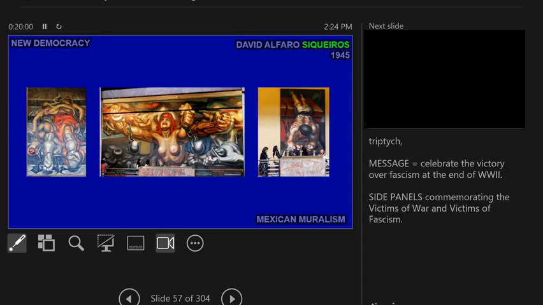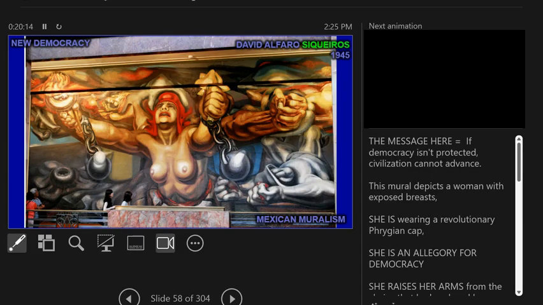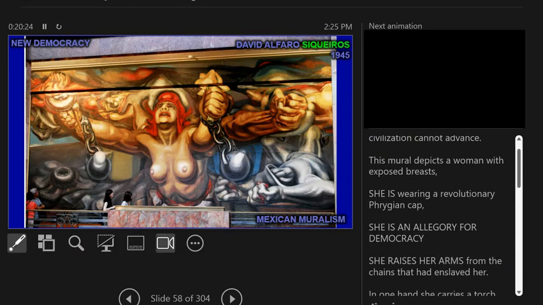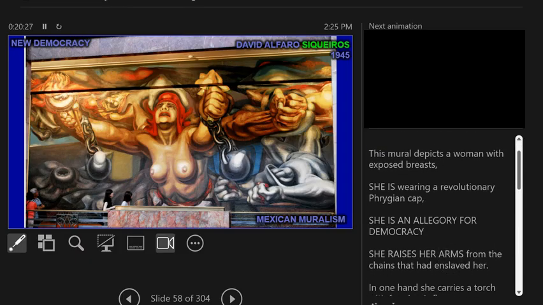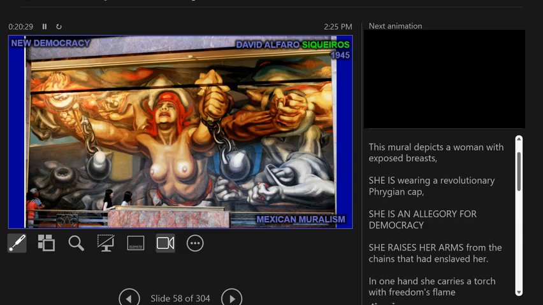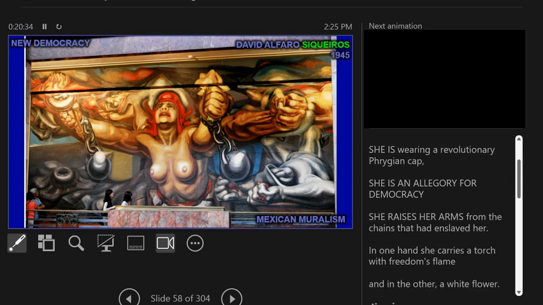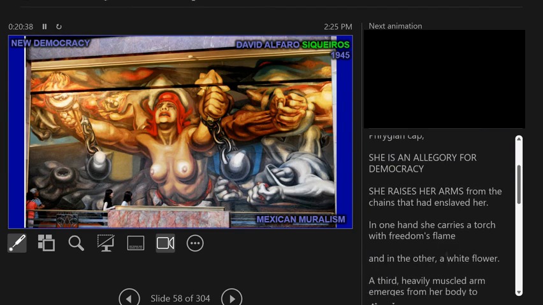And the message of this mural is to celebrate the victory over fascism at the end of World War II. The side panels commemorate the victims of war and the victims of fascism. But we're going to focus on the center panel. And the message here is if democracy isn't protected, civilization cannot advance. This mural depicts a woman with exposed breasts. She's wearing a revolutionary Phrygian hat. We saw that before with Liberty Leading the People. She's an allegory for democracy.